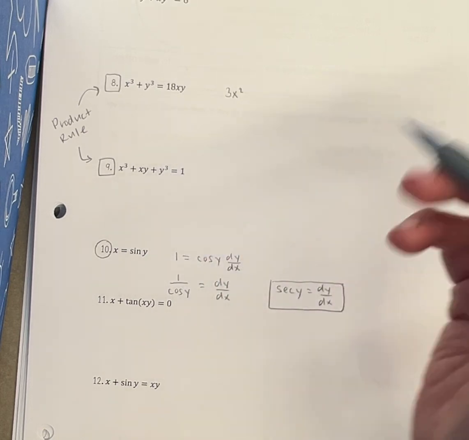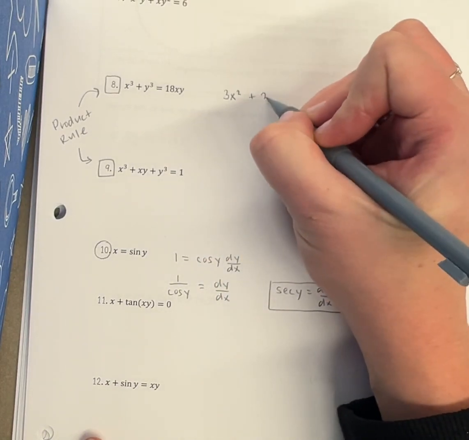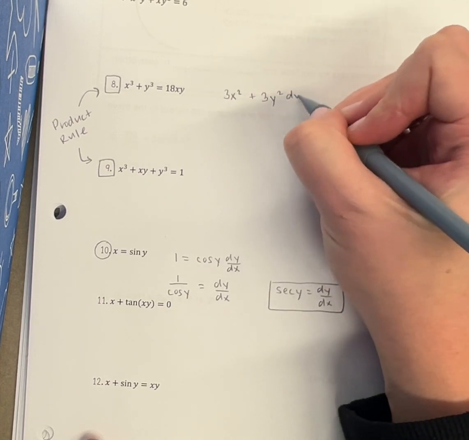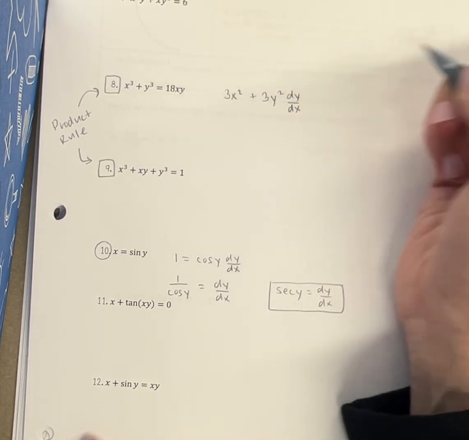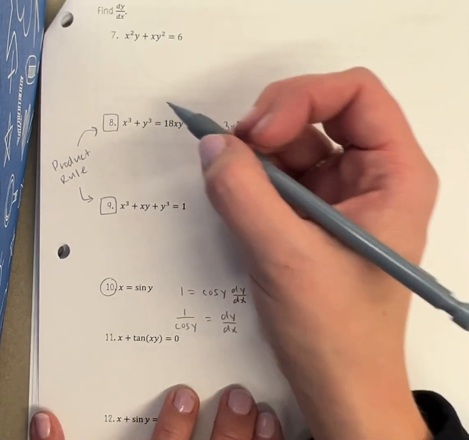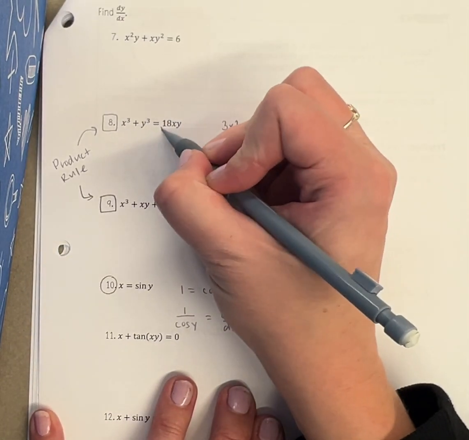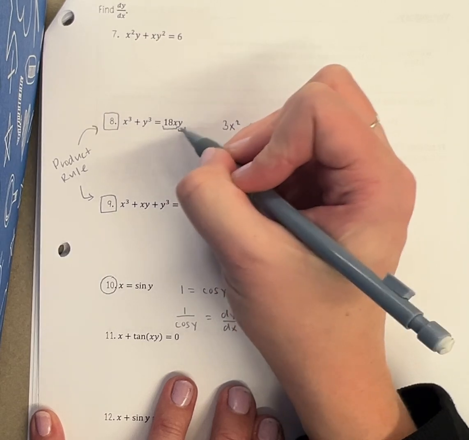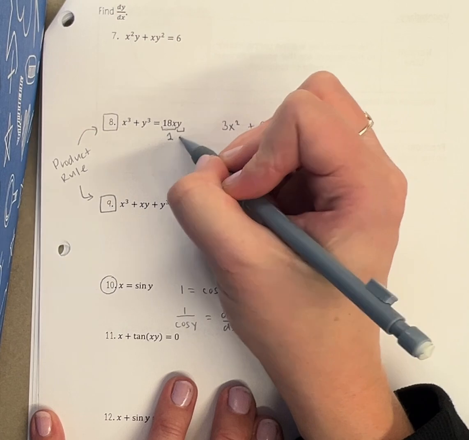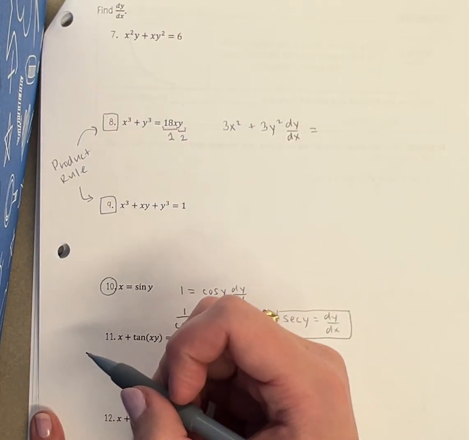The derivative of y cubed is 3y squared. But again, we don't know what y is, so we'll put dy/dx next to that. Now on the other side, we have the product rule. If you want to split this up in your brain, I'm going to split the 18x as function 1, and just the y will be my function 2.